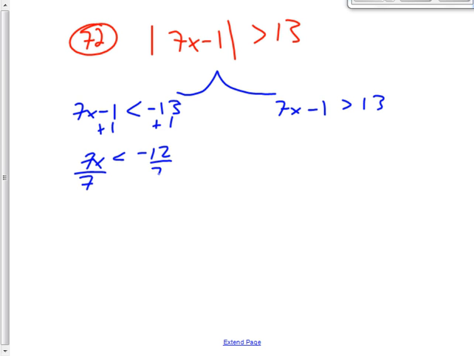Divide by 7. I add 1 on this side. Divide by 7.